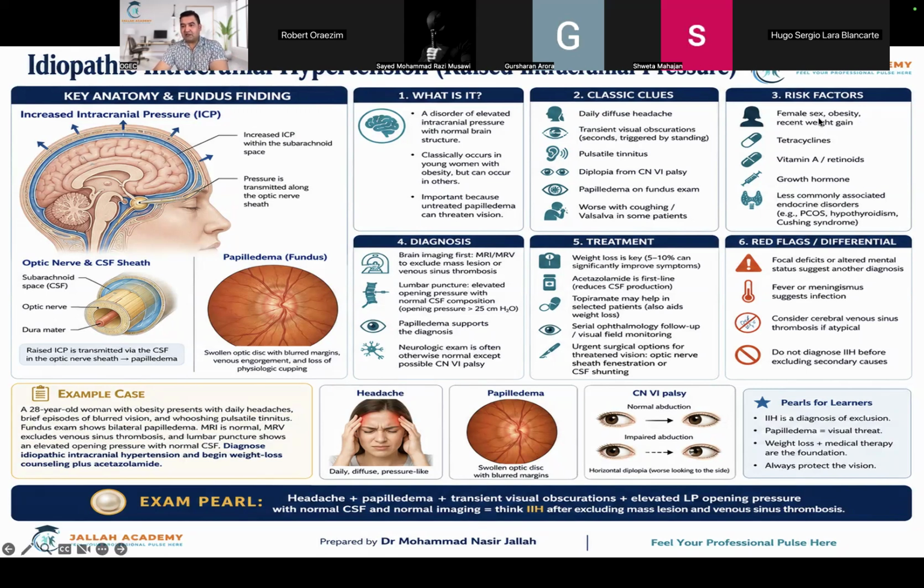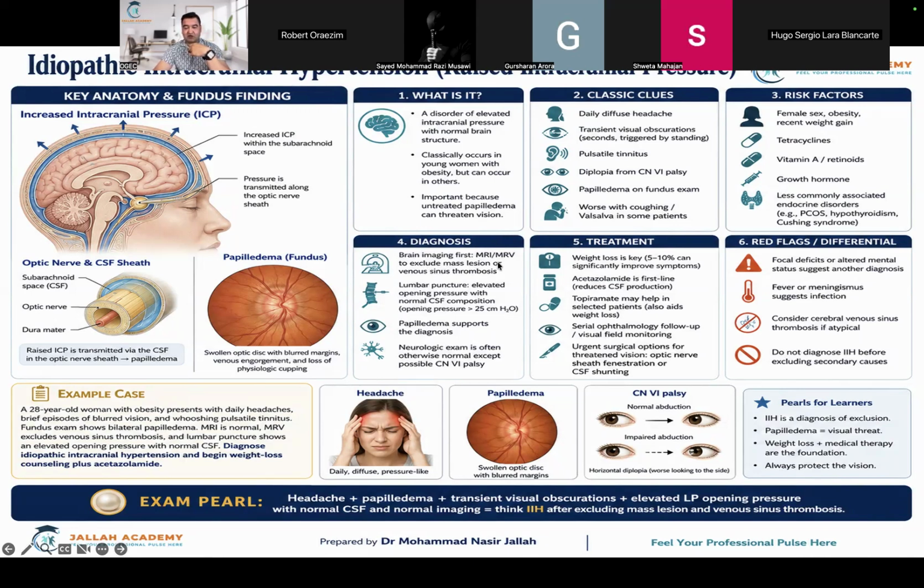Risk factors: female sex, obesity, recent weight gain, and also we need to remember that certain medications increase the intracranial pressure, which are tetracycline, doxycycline, which I forgot to put. You can write it down. Vitamin A or retinol, growth hormone, and less commonly associated endocrine disorders: PCOS, hypothyroidism, and Cushing syndrome. So remember these risk factors, they will be positive in the scenario.